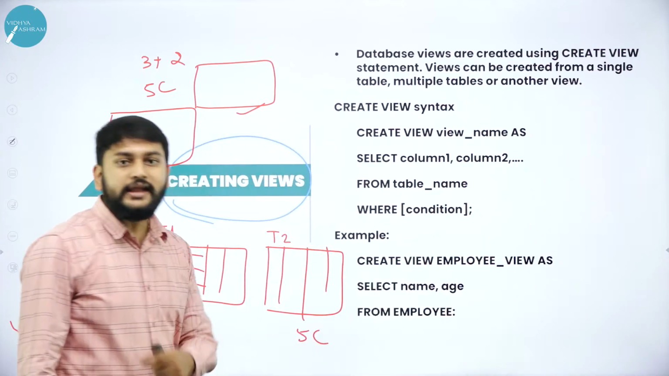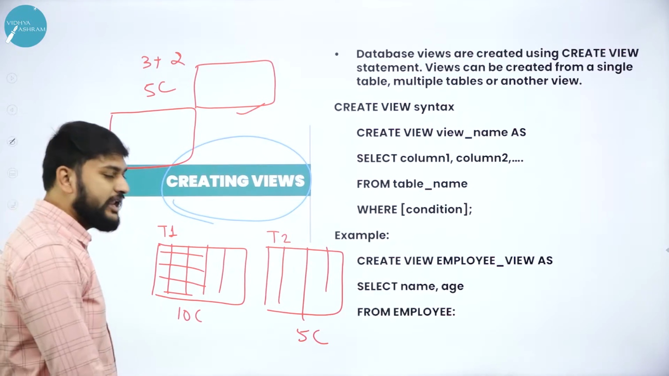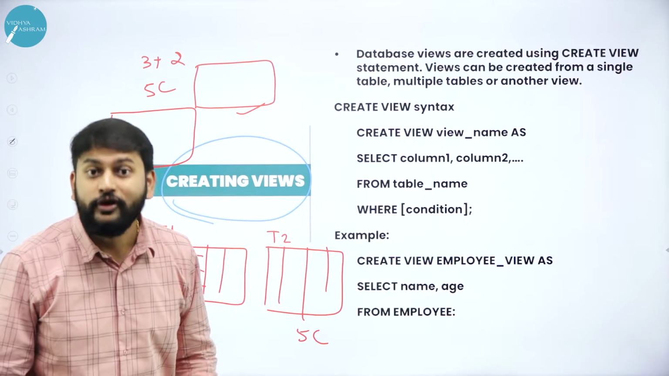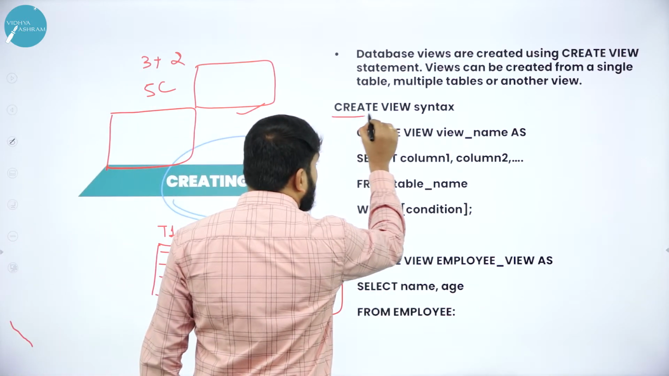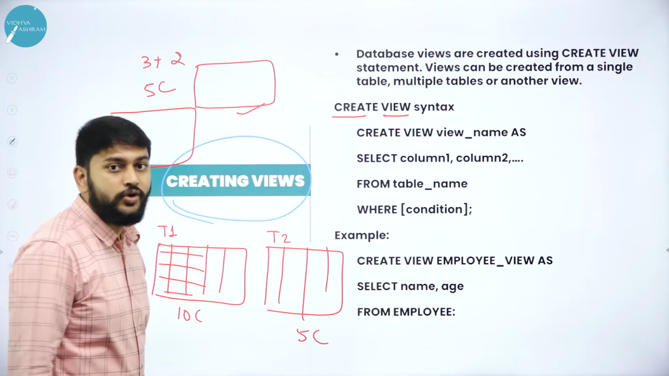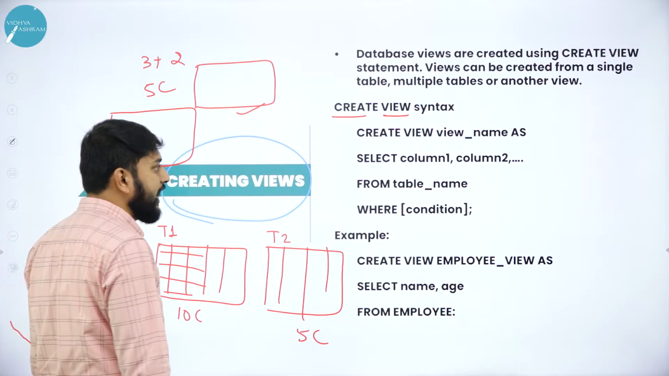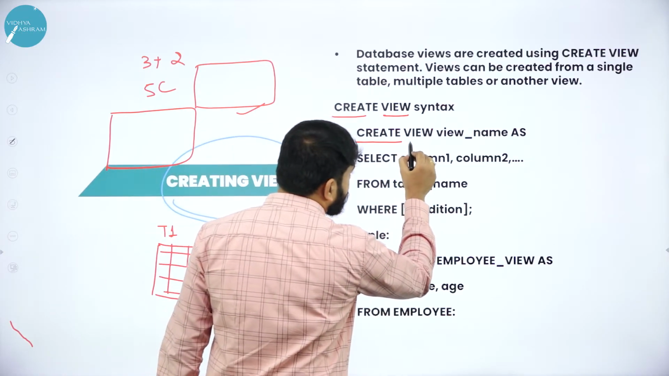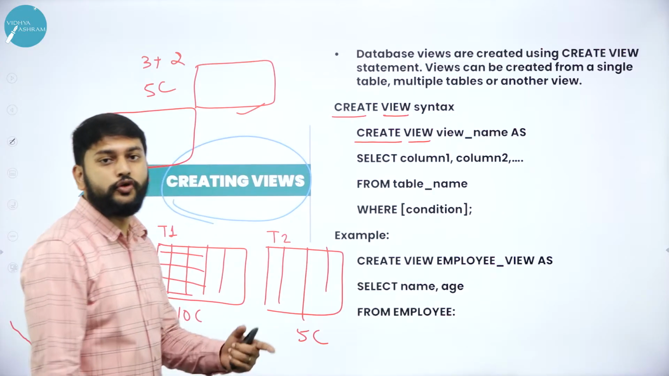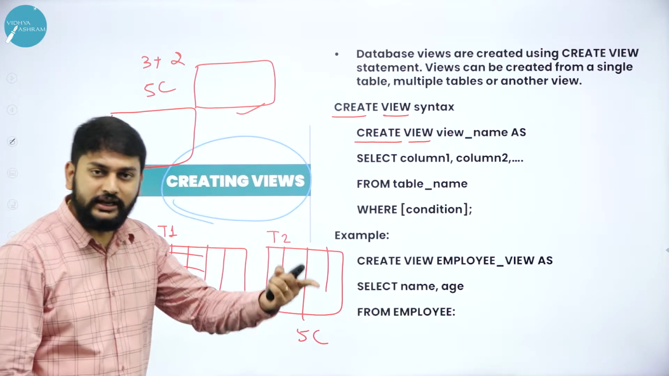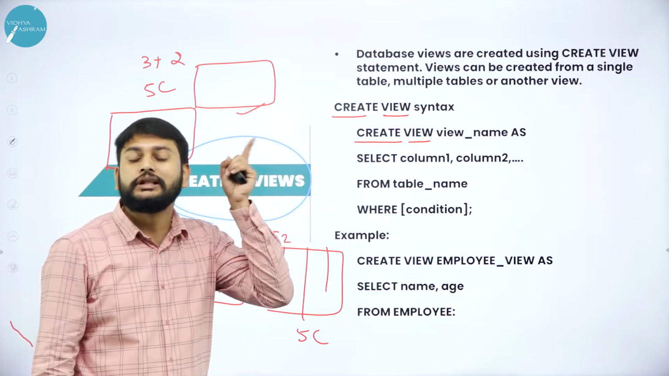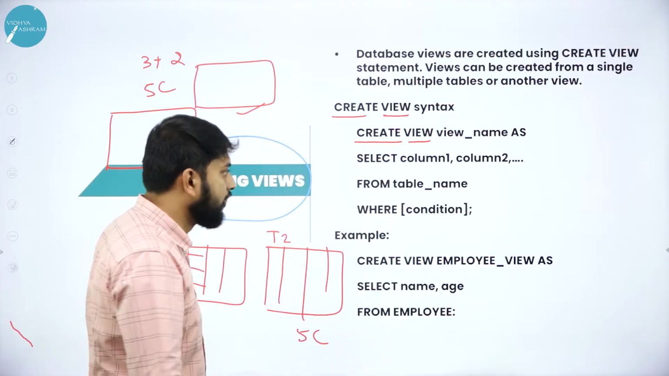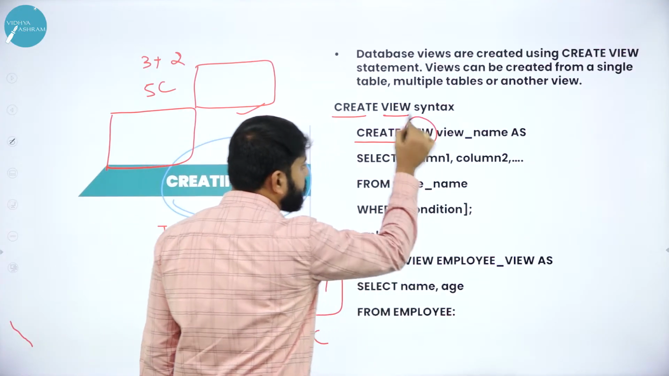So how do I create the view? What is the syntax for that? Anything you want to create in SQL, you have to use the create keyword. Create view. Let's look at the syntax. Create is the keyword that you want to use. If you want to create a table, you use create table. If you want to create a view, you use the view keyword. If you want to create a database, you use the database keyword. I'm creating a view, so I'm using view.